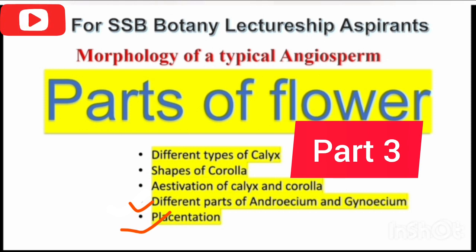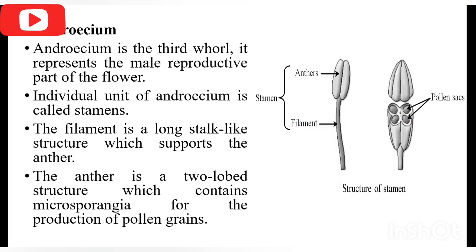In this video we will discuss the androecium, the gynoecium, and the different parts of them. So first of all we will discuss the androecium. It is the third essential whorl of the flower and represents the male reproductive part. The individual unit of the androecium is called a stamen.